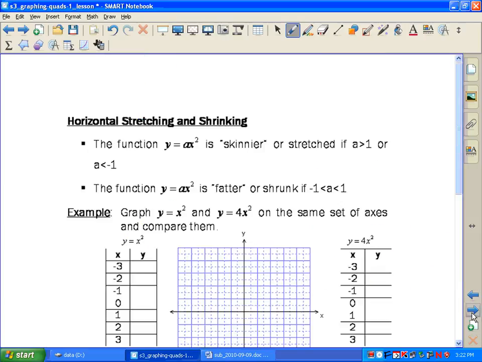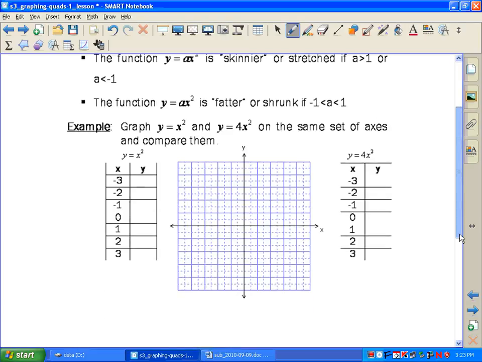Okay, so that was what we saw when we had parabolas that move up and down, have vertical translations. Now we're going to look at horizontal stretching and shrinking. The function y equals ax squared is skinnier or stretched if a is bigger than 1 or if a is less than negative 1. The function y equals ax squared is fatter or shrunk if a is between negative 1 and 1. So graph y equals x squared and y equals 4x squared on the same set of axes and compare them. So y equals x squared.